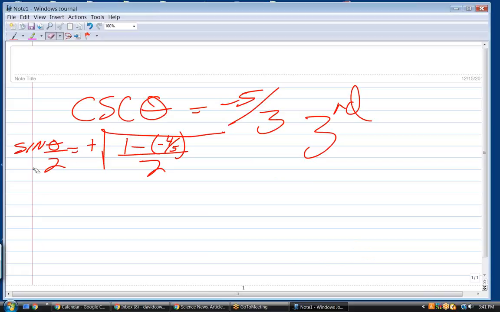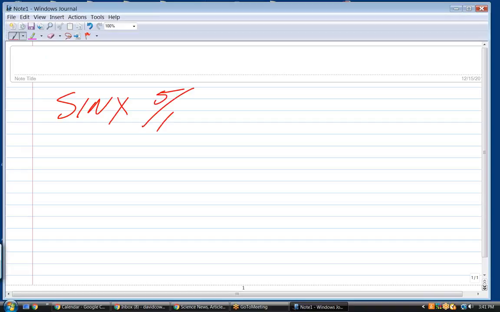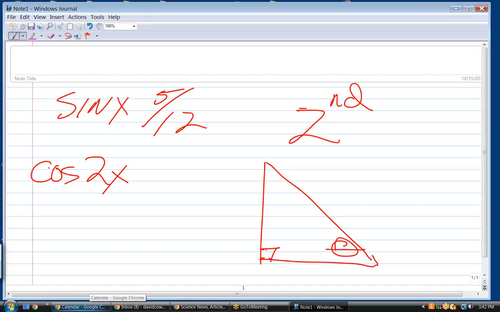Okay. Let's see. If sine of x is 5/12 and x is in quadrant 2, find the exact value of cosine 2x. Okay. First step. Draw the triangle because you know it's in the second quadrant. Draw a triangle and label it theta. Mm-hmm. And dimension it as much as you can.